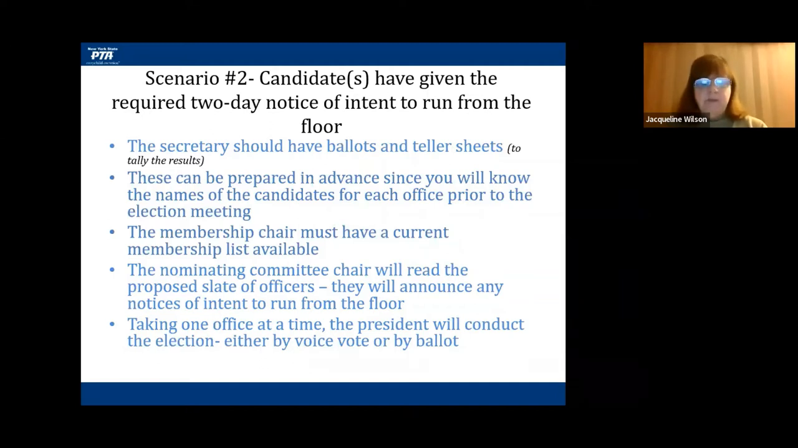So the same as in the previous election, the nominating committee chair will read the proposed slate of officers, and they will announce any notices of intent to run from the floor. And taking one office at a time, the president will conduct the election, either by voice vote if there is only one person, or by ballot vote if there is more than one person for an office. Again, this is when the candidates have given their 2-day notice, whether for each office or for one or two of the offices, to run from the floor.